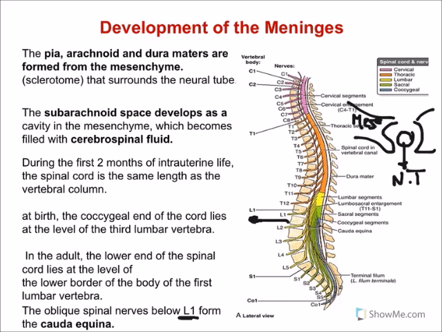And this lower end of the spinal cord is called conus medullaris. The nerves below this level are called cauda equina, or horsetail. So all these nerves here are called cauda equina, and the terminal part of the spinal cord has a tapering end like this, and this is called conus medullaris.